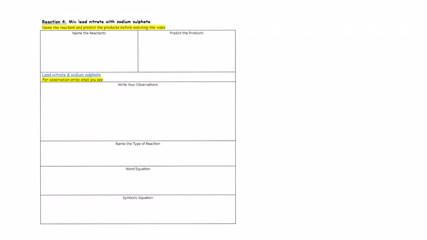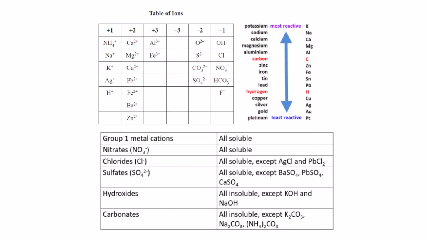Okay, with this experiment we've got lead nitrate and sodium sulfate, so this should trigger something at the moment. I wonder if this is a precipitation reaction. So for precipitation, let's go straight to the solubility, looking at lead nitrate and sodium sulfate. Nitrates are all soluble, so that means our lead nitrate can be soluble.